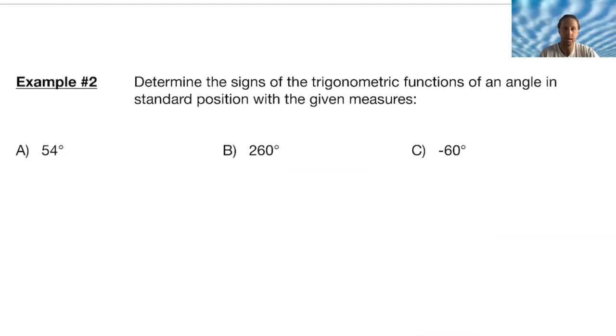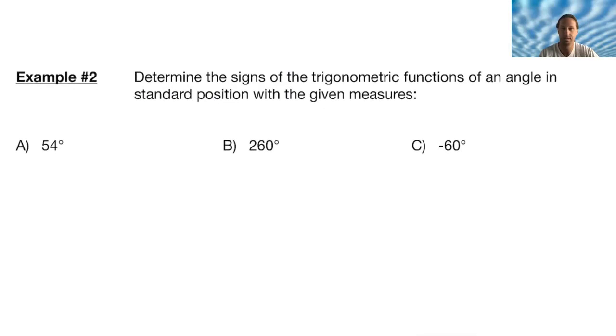Example 2 here asks us to determine the signs of the trig functions of this angle in standard position with the given measures. Now, all I'm going to do is sine of that angle, cosine, and tangent. I'm not going to do the other ones because I know cosecant, secant, and cotangent, respectively, from top to bottom, will be the same because they're just the reciprocal, right? So all I really need to know is where is 54 degrees located, in what quadrant.